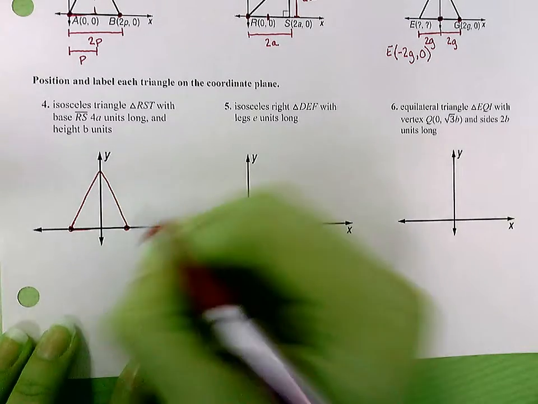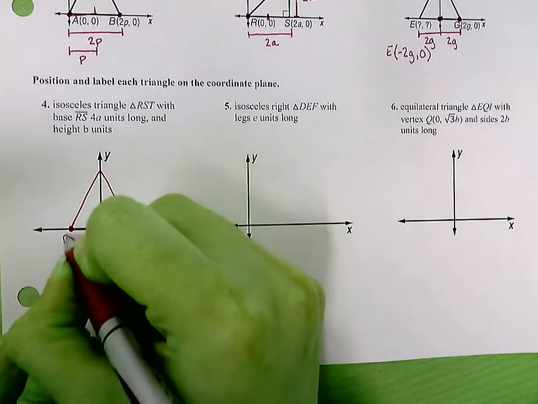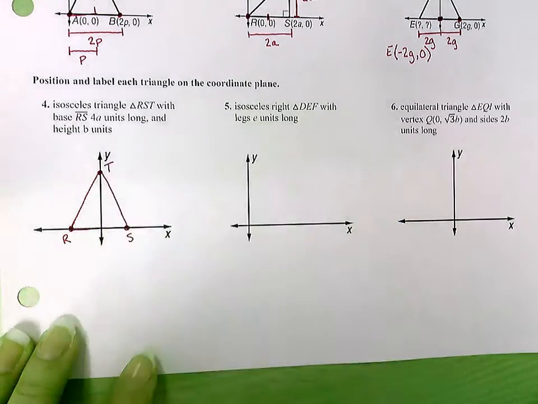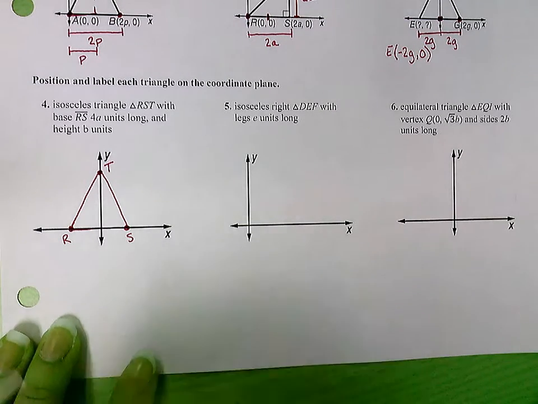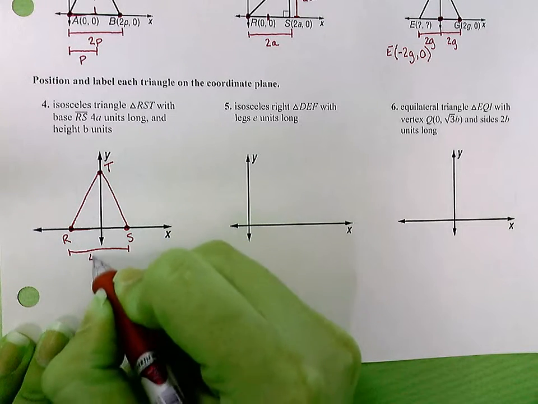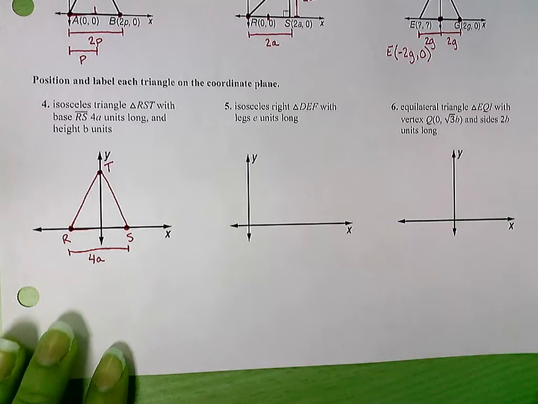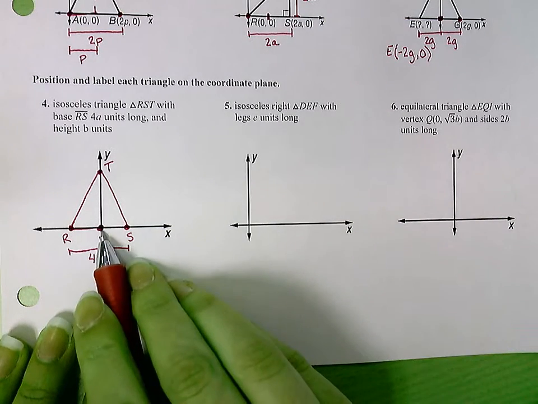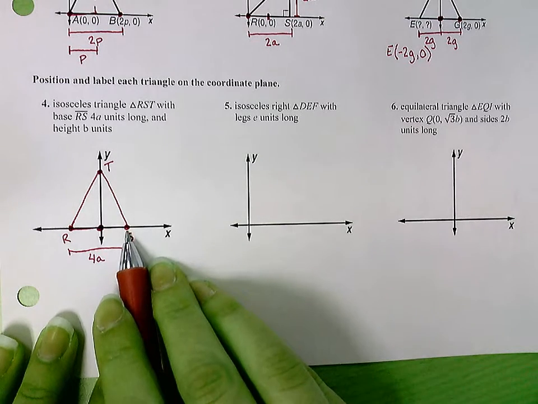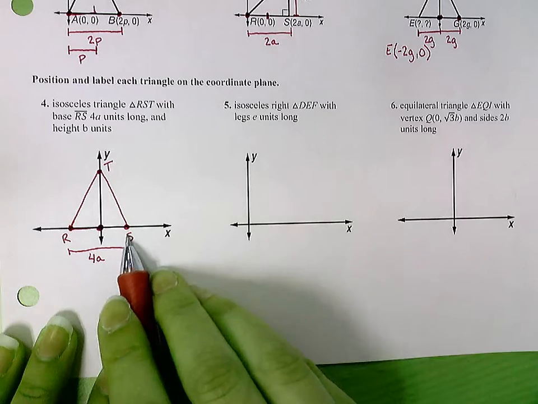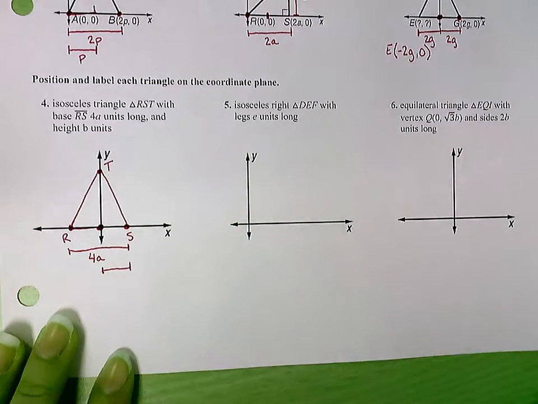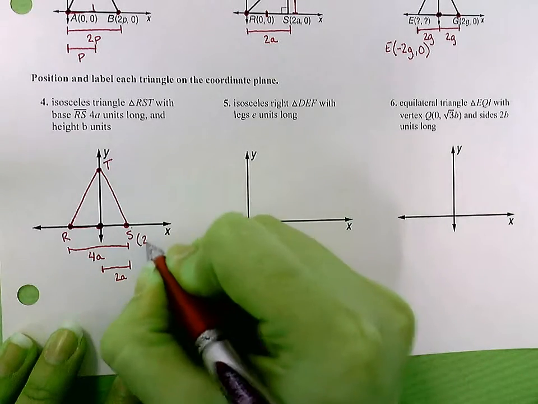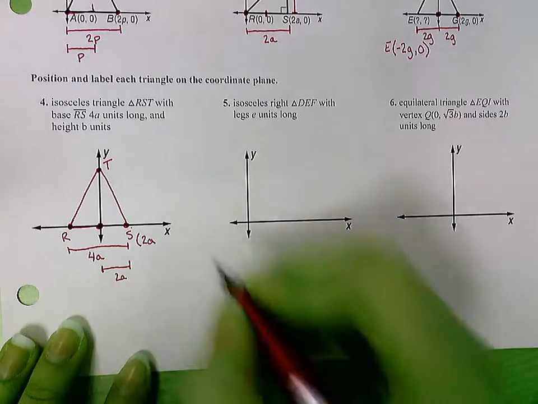So since my base has to be RS, right? That means these 2 points should be R and S. Meaning T is your vertex point up here. Okay? Now RS has to be 4A units long. Okay, now your origin, again, is at 0, 0. So I need to figure out where point S is. It is to the right, 2A units. Okay, so I need to cut that 4A in half to get the length to point S, which is 2A. So point S will be at 2A what? 0, because I don't move up or down.